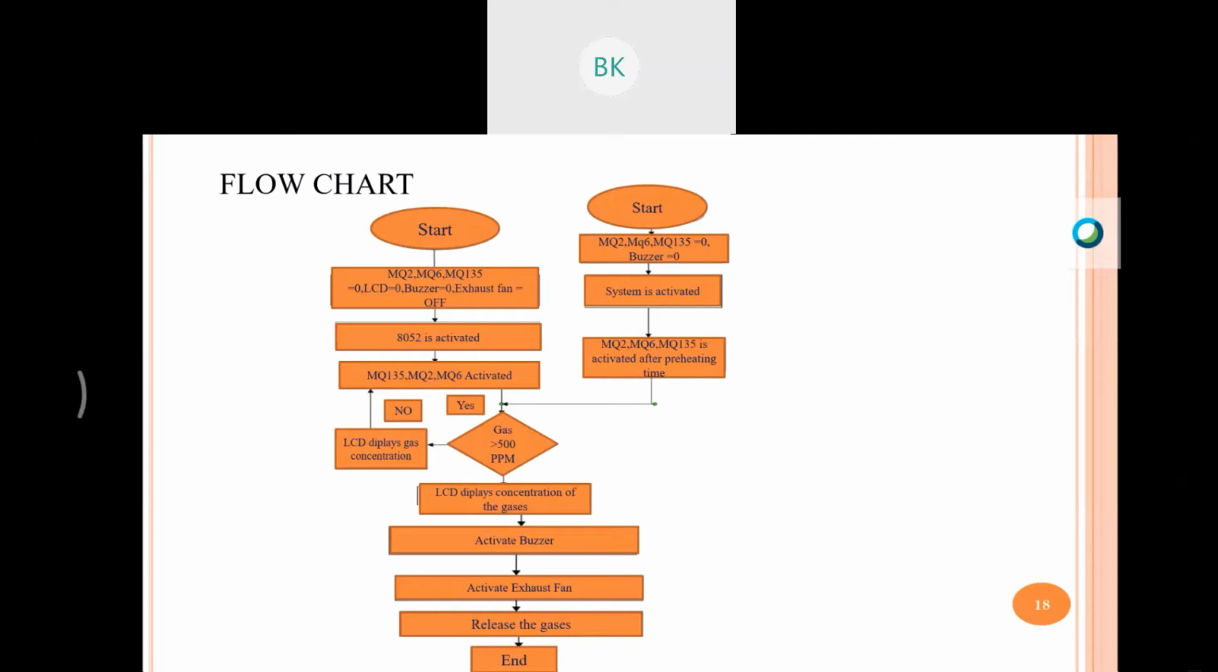The LCD shows the result, and when the gas concentration is greater than 500 parts per million, the buzzer gets operated, and the exhaust fan starts and clears out the gas from the sensor room. Now, if the gas concentration is less than 500 parts per million, the LCD will show that there is a concentration of gas, but the other components will not be affected. So that's all. That's the working of our ENOS system.